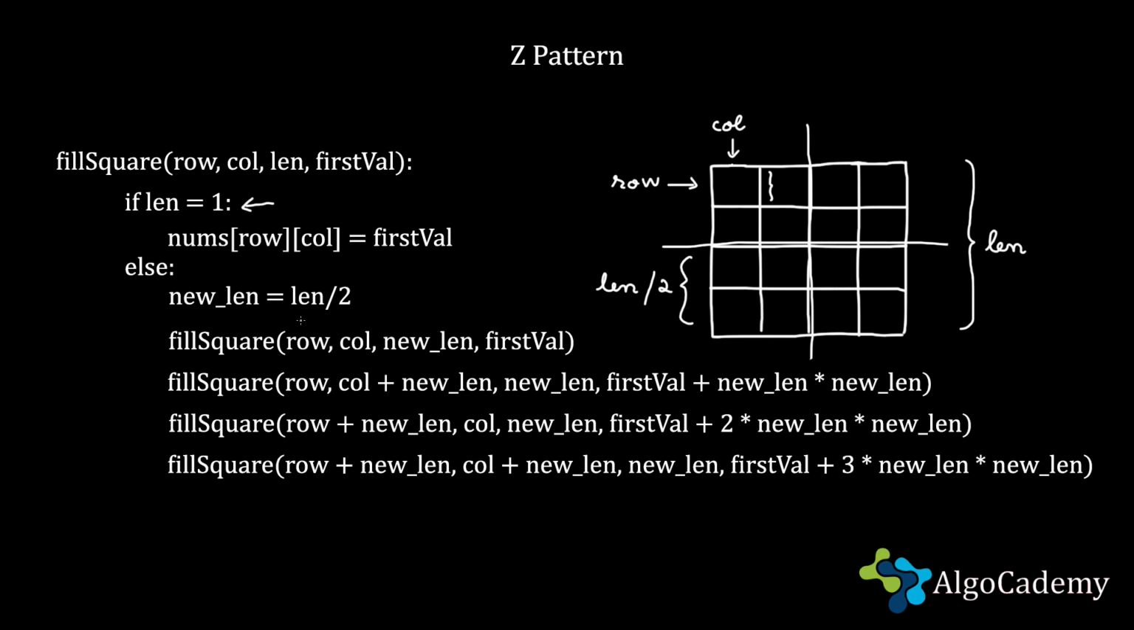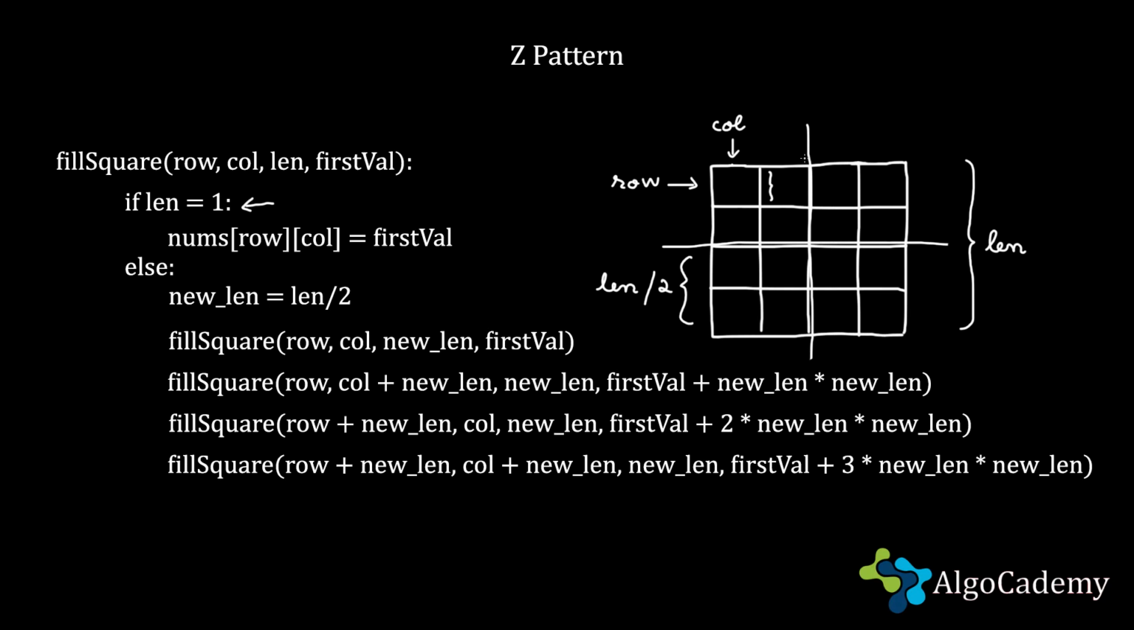Just not to make this division operation 1,000 times inside here. Let's just have a variable, right? And the variable is new len. Then what I have to do is first solve the first quadrant.